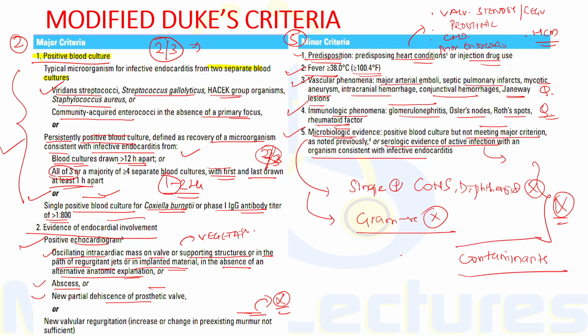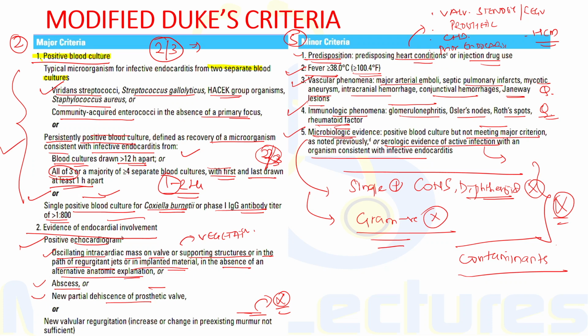If Staphylococcus aureus, Streptococcus viridans, HACEK group of organisms are growing even in a single culture, these will be considered in minor criteria, not coagulase negative Staphylococcus, diphtheroid, or gram negative. These will not be considered. So this is the detail of modified Duke's criteria.